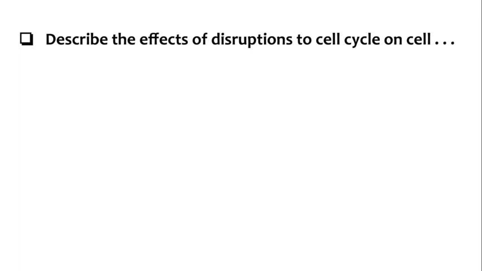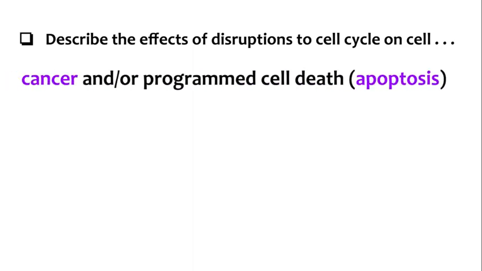And then the last objective, describe the effects of disruptions to the cell cycle on the cell or organism. So disruptions in the cell cycle may result in cancer, which is uncontrolled cell growth, and or programmed cell death called apoptosis. All right, now your application questions.